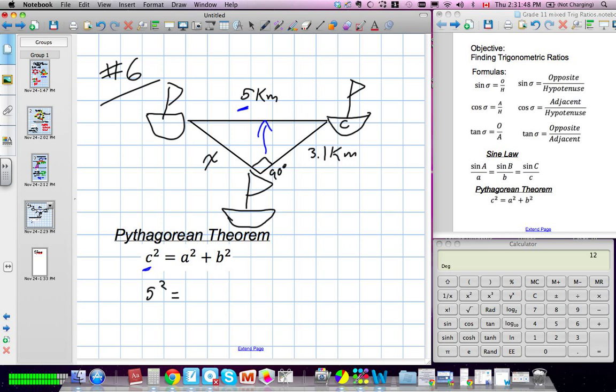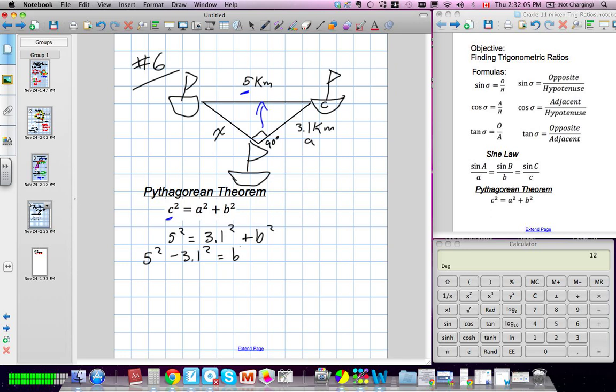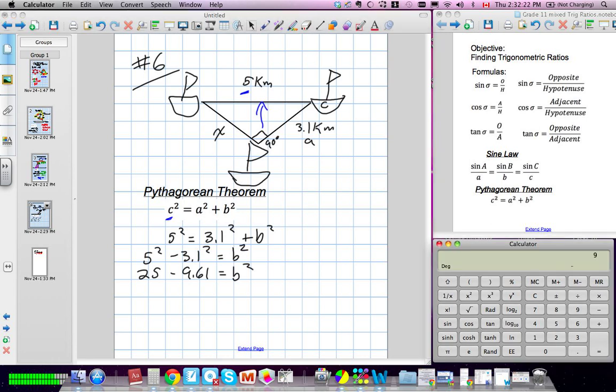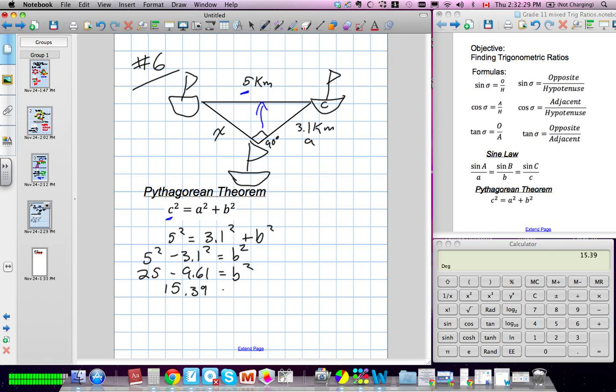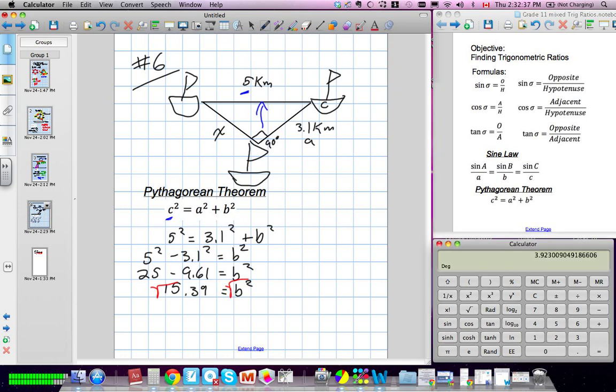So we have 5 squared is equal to, we're going to call this side A, 3.1 squared plus B squared. I need to isolate B squared, so I'm going to bring 3.1 squared to the other side and it becomes negative over there. 5 squared is 25. 3.1 squared is 9.61, is equal to B squared. 25 subtract 9.61 is 15.39. And then we're going to square root both sides. Which means the distance between the longest point is 3.9.